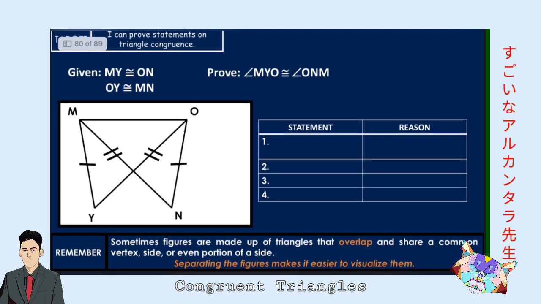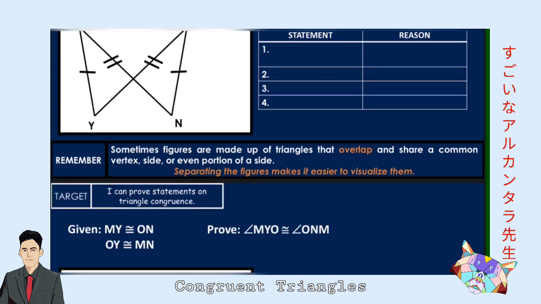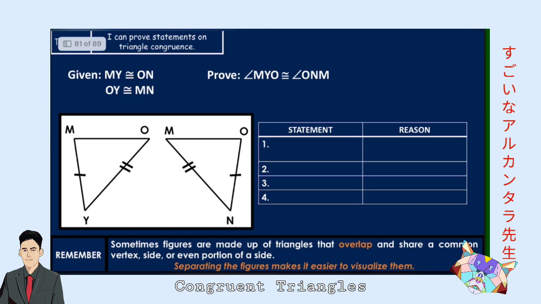Let's say that we have a triangle here and we're given MY congruent to ON, OY congruent to MN. Now, the difference between this is actually overlapping instead of being connected. So it's a bit difficult compared to the previous ones. So what you have to do here, suggested, separate the images. They're overlapping, so it will look like this. You will see your bias probably in twice. Anyway, just kidding. So you write the given again.